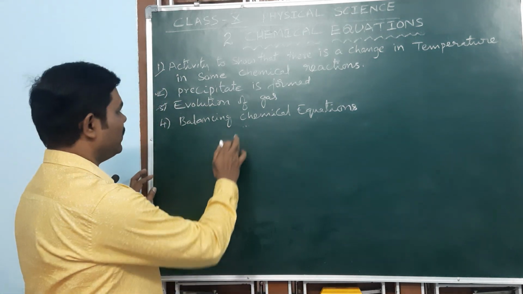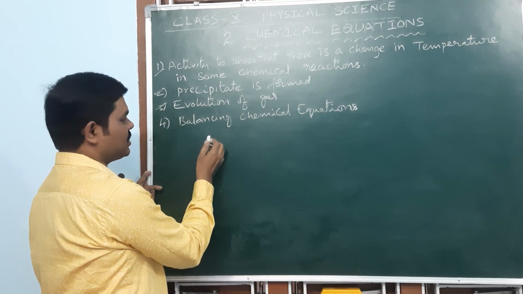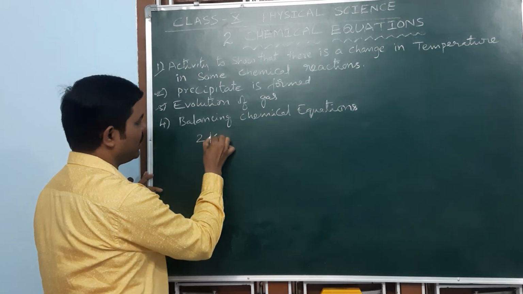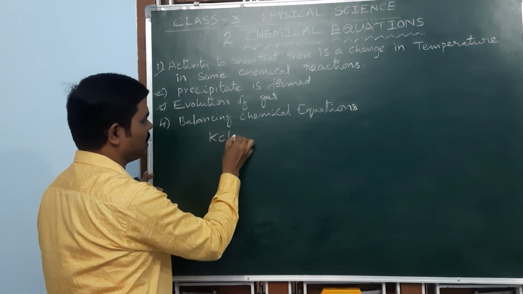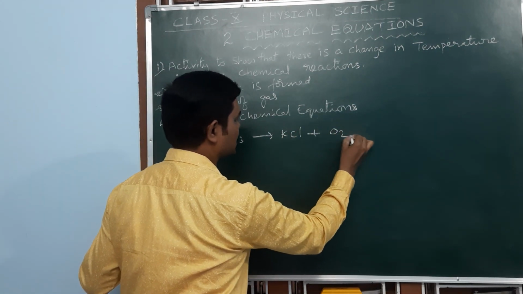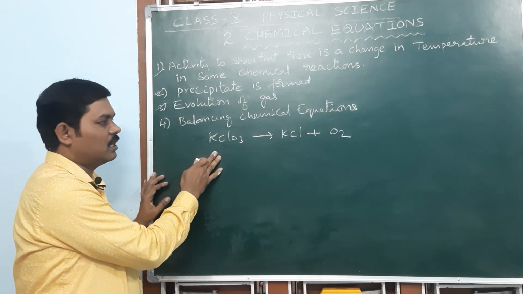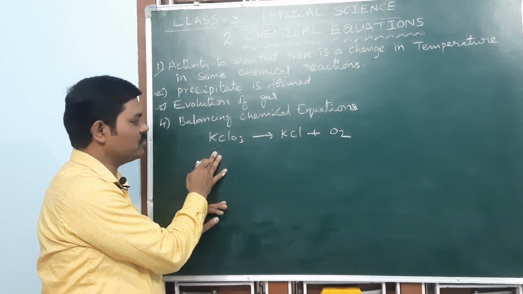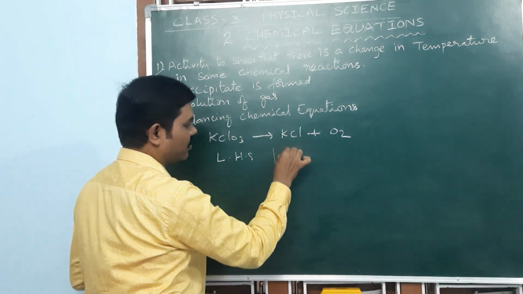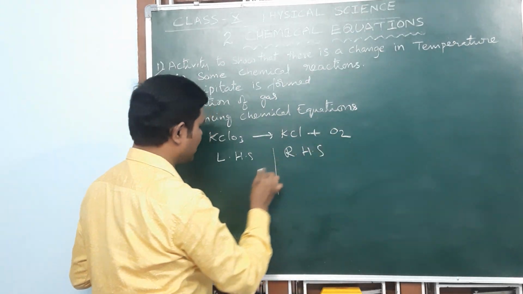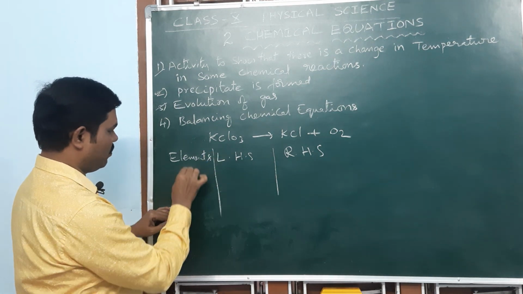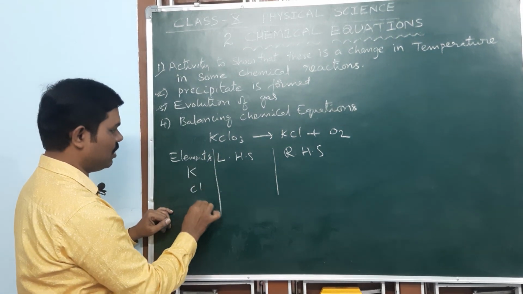So for example, balance the chemical equations. One of the chemical equations we will see now: 2KClO3, potassium chlorate, gives rise to potassium chloride plus oxygen. Here this is an unbalanced equation. If you observe, the LHS, the left hand side, is the reactants and the RHS, the right hand side, is the products, and we have to write the elements. What are the elements here? Potassium, chlorine and oxygen.